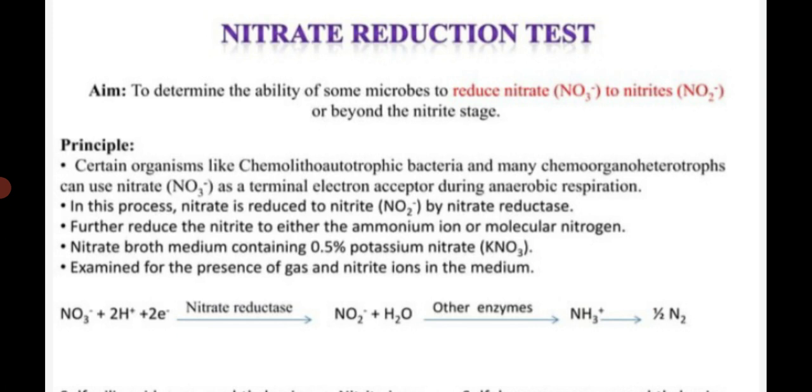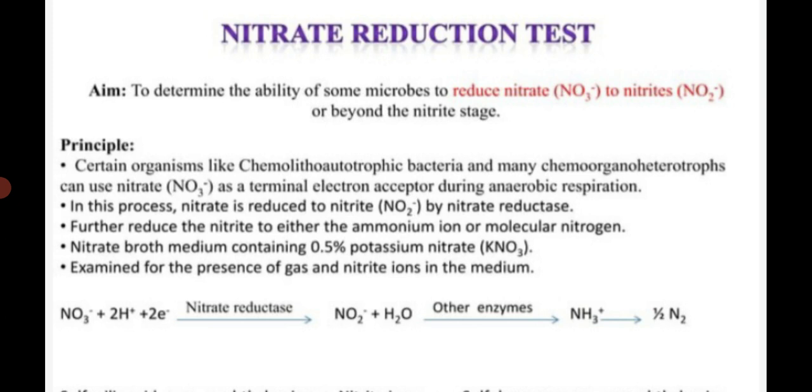The principle of this test is: certain microorganisms like chemolithoautotrophic bacteria and many chemoorganoheterotrophic bacteria can use nitrate as a terminal electron acceptor during anaerobic respiration. In anaerobic respiration, the final electron acceptor is something other than molecular oxygen. It may be nitrate, carbon dioxide, or SO2. Here, in this case, nitrate is the terminal electron acceptor during anaerobic respiration.